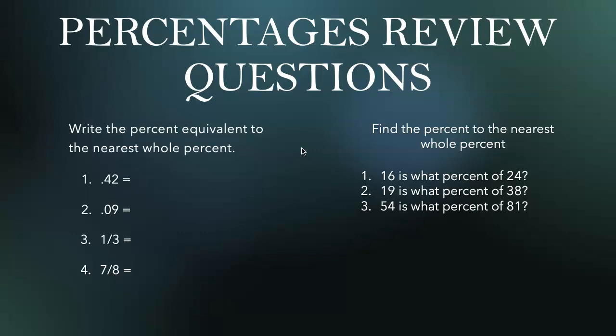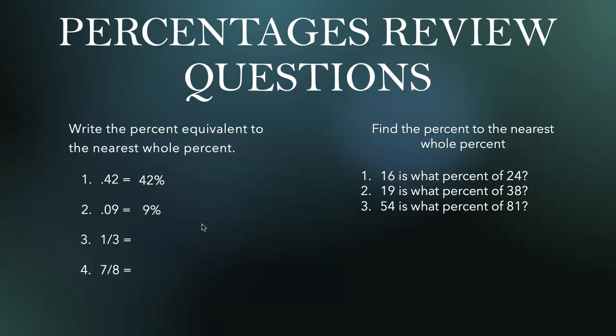Now, here are some percentages review questions. Write the percent equivalent to the nearest whole percent. Now, class, when moving from a percent to a decimal, we move the decimal point over 2 spaces to the left. Now, going from a decimal to a percentage, we would move our decimal point 2 places to the right. 0.42 could be correct, 42%. 0.09 could be expressed as 9%.